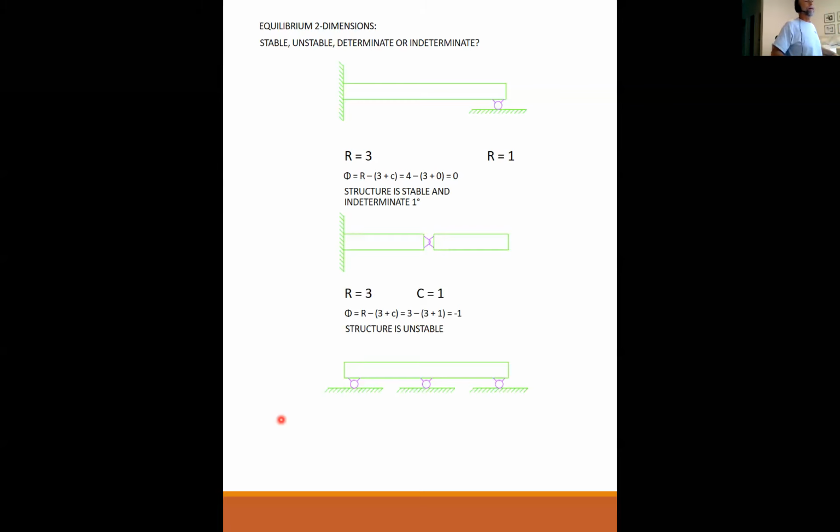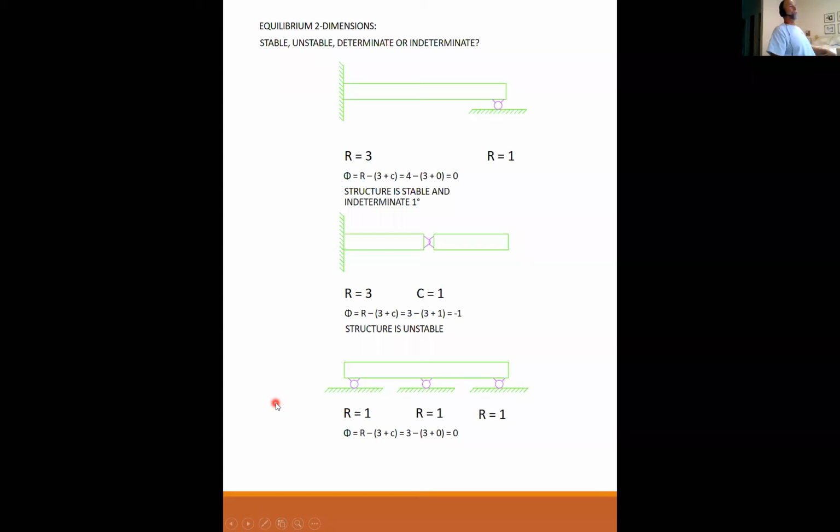How many reactions do I have? 3. I have 1, 2, 3. Each one of these is a roller, so each one of these only resists load in one direction. So I have 1, 2, 3. So my equation, I have 3 minus 3 is equal to 0, right? Is this structure stable or unstable? Would it be unstable since all 3 reactions are pointing up? Yes, it would. Yes, it is.